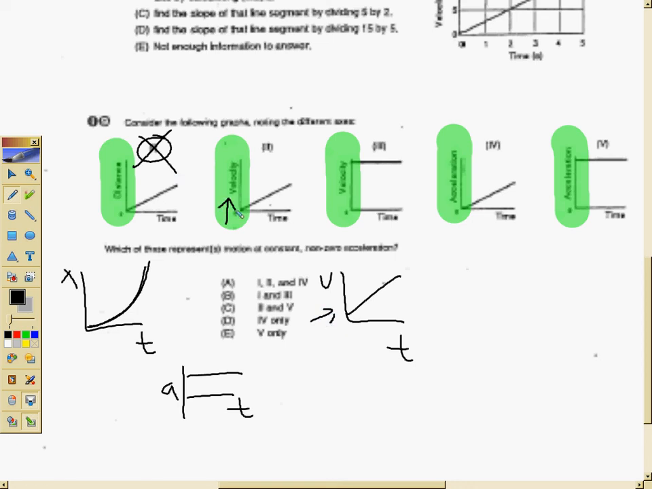For 2, we said that for velocity graphs, noting it's a velocity graph, we said it should be a nice diagonal line. 2 is an option. For number 3, we have a straight line, not a diagonal. 3's out. For acceleration, we have a diagonal, not a nice straight line. 4's out. But we do have a nice straight line for number 5. That's an option. 2 and 5 gives us the answer of, well, it's blurry, but I'm going to guess that's C. So be careful on that.